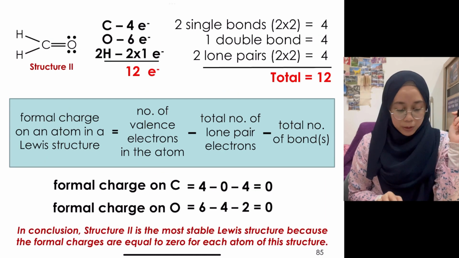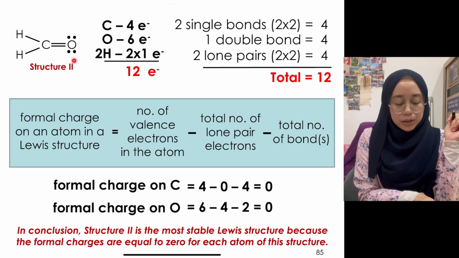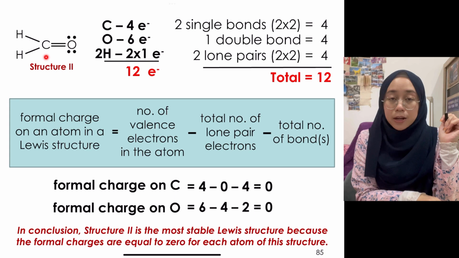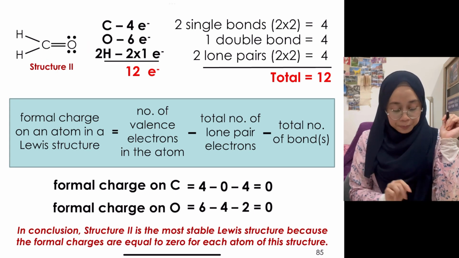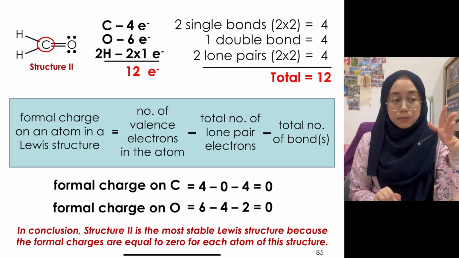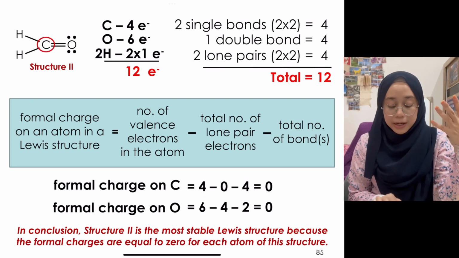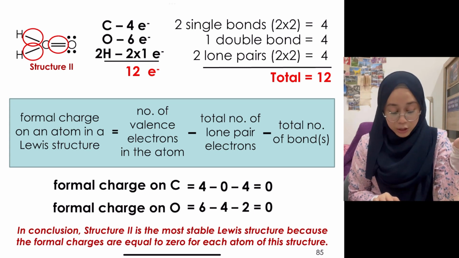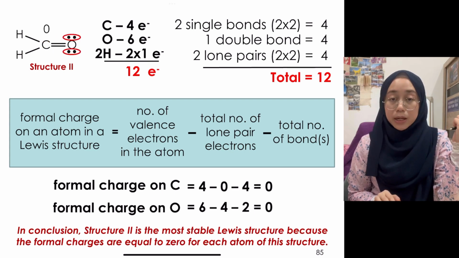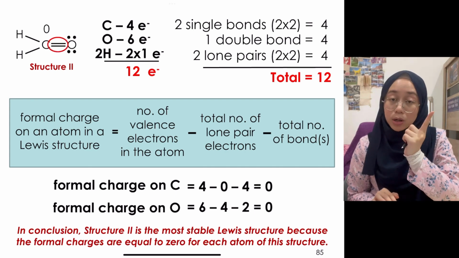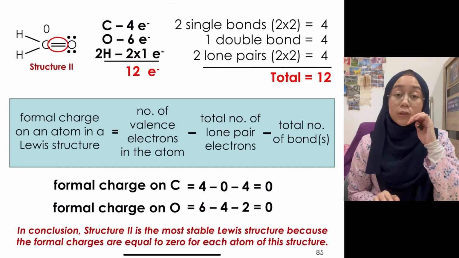So the next one pula, kita ada structure 2 kat sini. So structure 2 kat sini, ini adalah dual structure untuk structure 2. So kalau kita try kira pula the formal charge untuk C dengan O kat sini. So formal charge of C 4 minus 0 sebab tiada lone pair, but then dia minus 4 sebab ada 4 bond sekeliling carbon, so equals to 0 dekat situ. So formal charge untuk oksigen pula dia 6 minus 4. Kenapa 4? Sebab ada 4 lone pair electrons, and then minus 2. Kenapa minus 2? Sebab ada satu double bond.